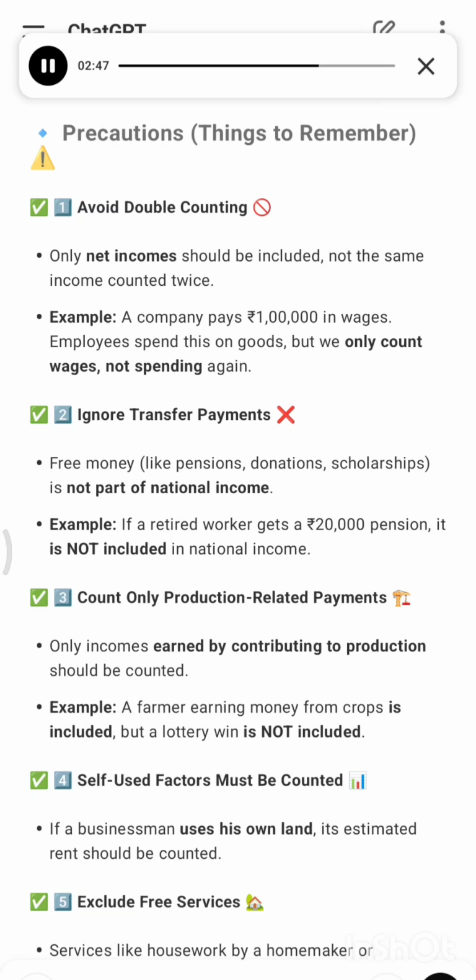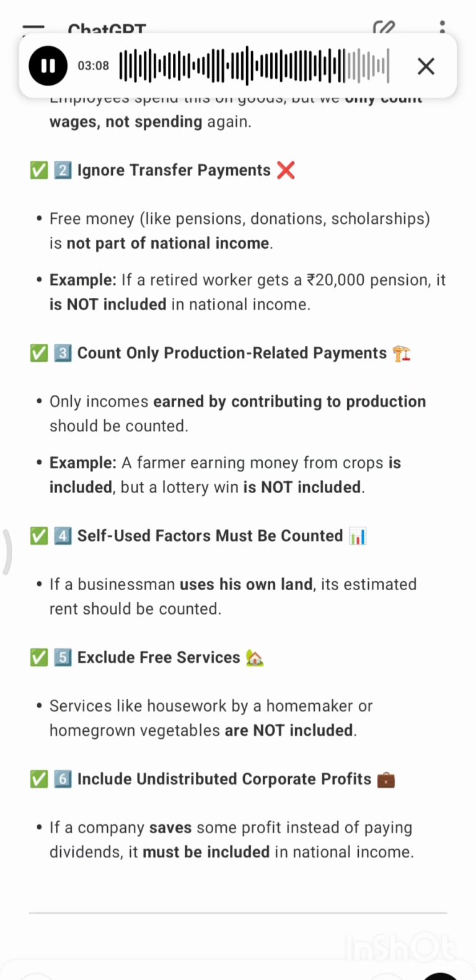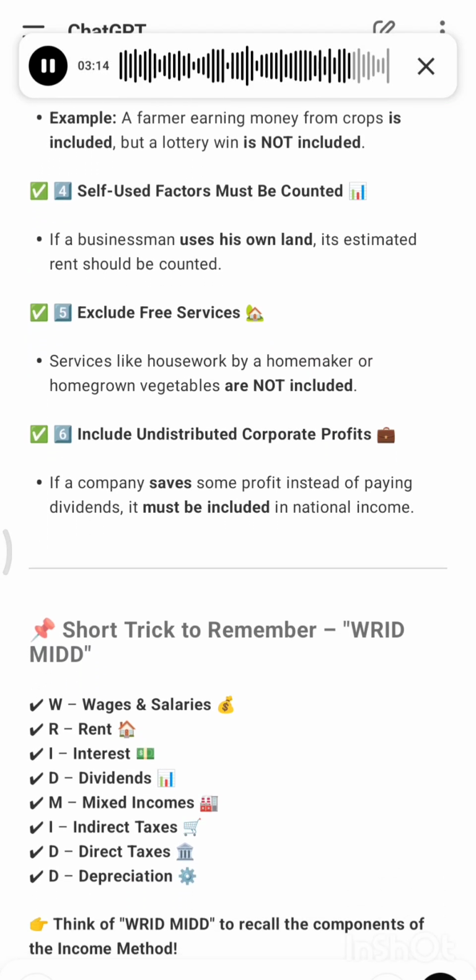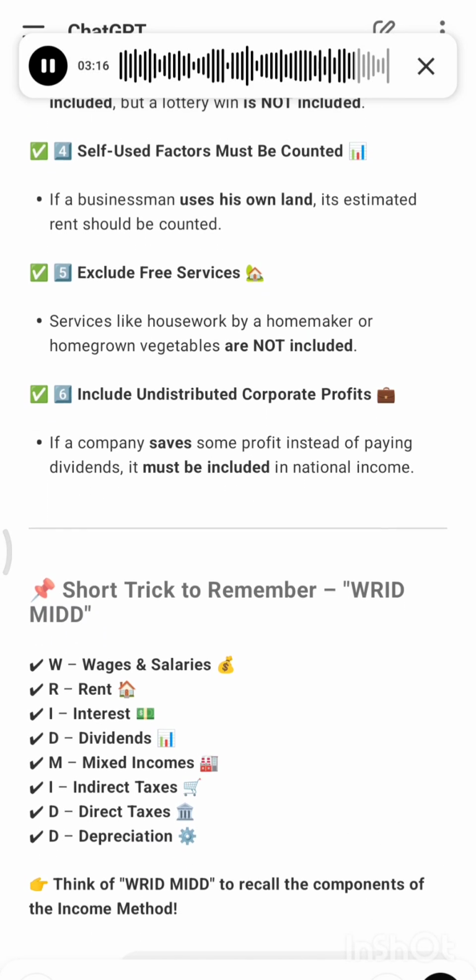3. Count only production-related payments. Only incomes earned by contributing to production should be counted. Example, a farmer earning money from crops is included, but a lottery win is not included. 4. Self-used factors must be counted. If a businessman uses his own land, its estimated rent should be counted. 5. Exclude free services. Services like housework by a homemaker or homegrown vegetables are not included. 6. Include undistributed corporate profits. If a company saves some profit instead of paying dividends, it must be included in national income.